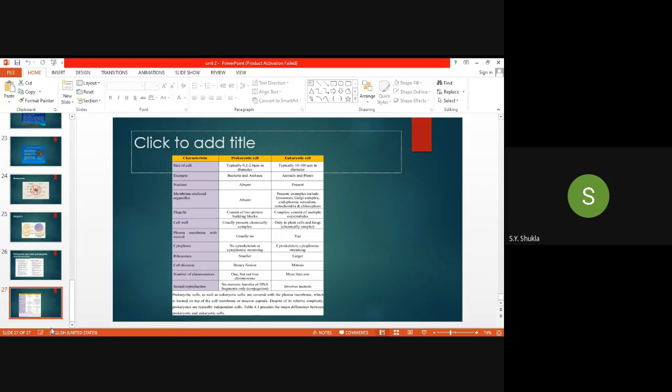And examples of the eukaryotic cell: plants, animals, from the kingdom Protista, Animalia, fungi; all are coming under the eukaryotes. But for our easy understanding, they only mention the animals and the plants, but fungi and algae are also all coming under the eukaryotic cell. Okay, then nucleus: in the prokaryote, the nucleus is absent. In the eukaryote, the nucleus is present.